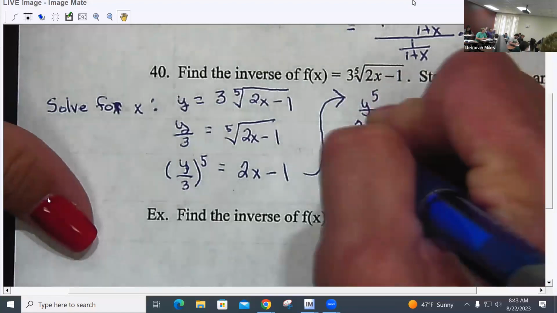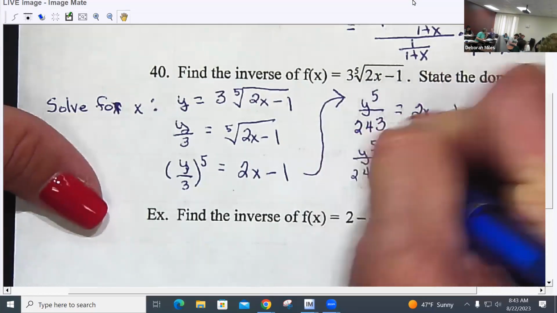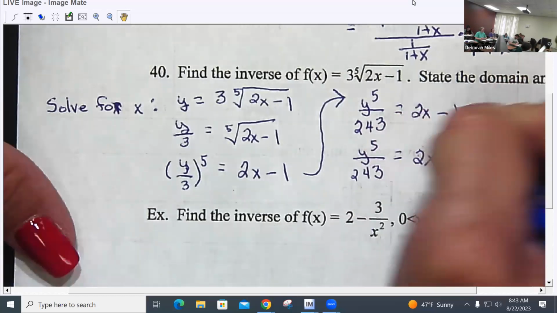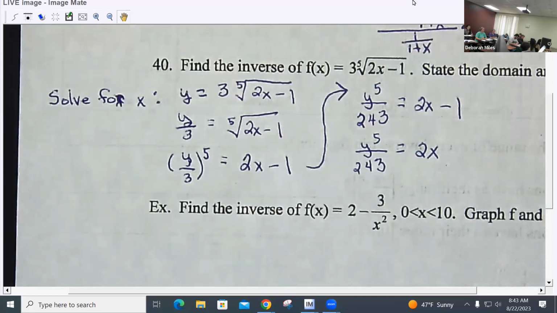Add 1 to both sides. You know, the way I'm writing this, some of you don't worry enough about how your paper looks. Some of you worry too much about how your paper looks. This is fine with me.